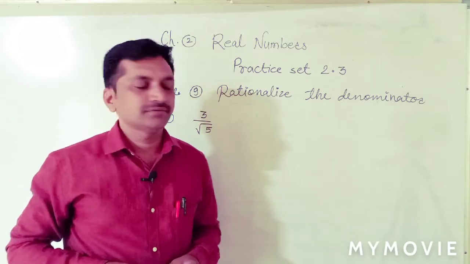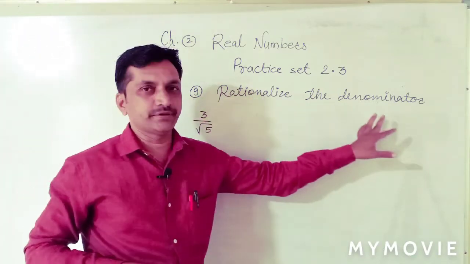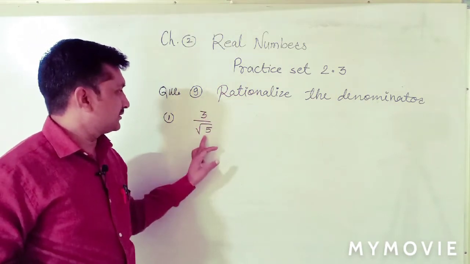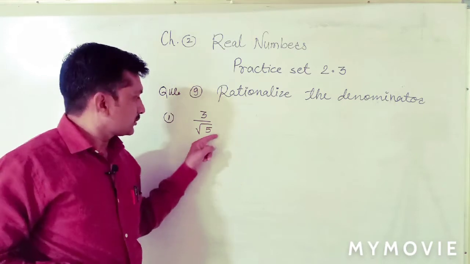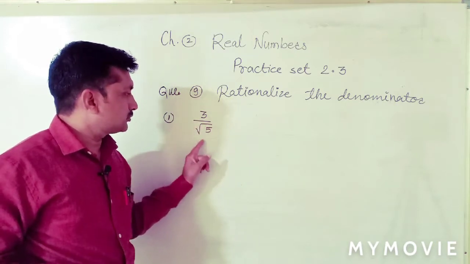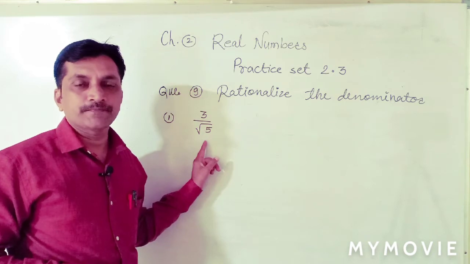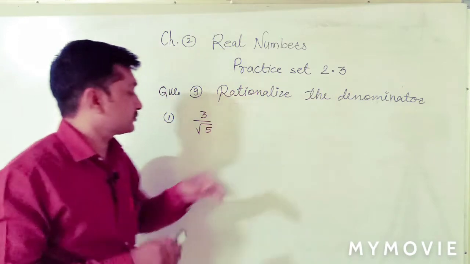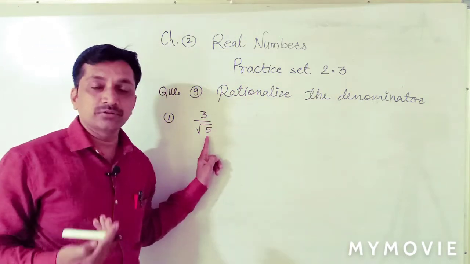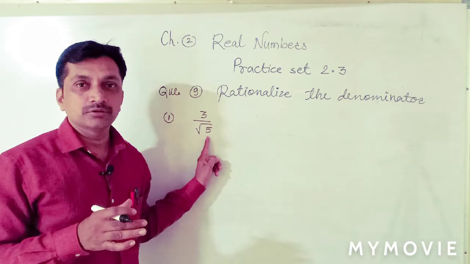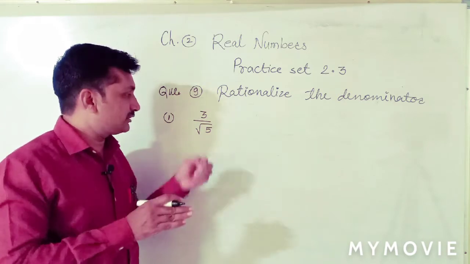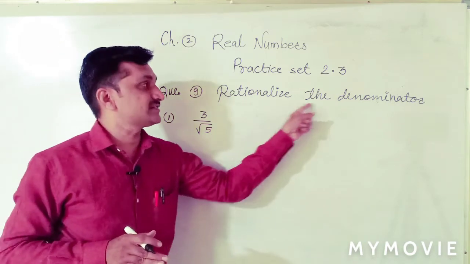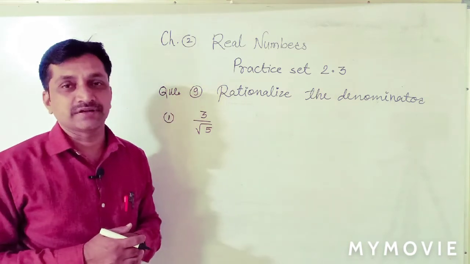Question number 9. Rationalize the denominator. Example number 1: 3 upon square root of 5. Now here in the denominator the number is square root of 5, and this is an irrational number. The question is to rationalize the denominator, meaning in the denominator we have to bring a rational number. When we bring a rational number here, then the denominator is rationalized.